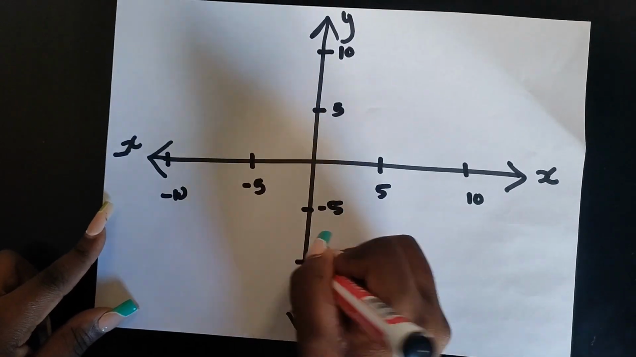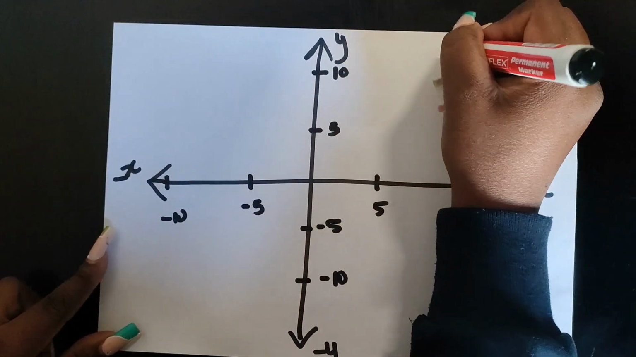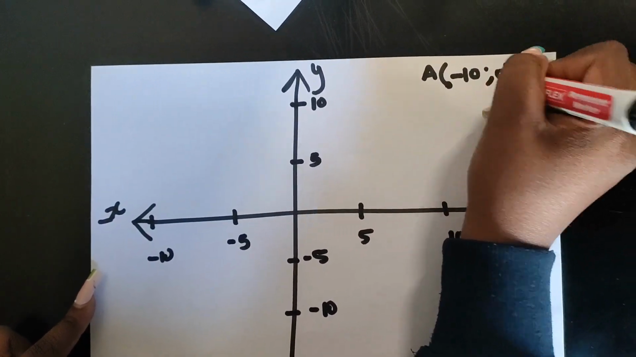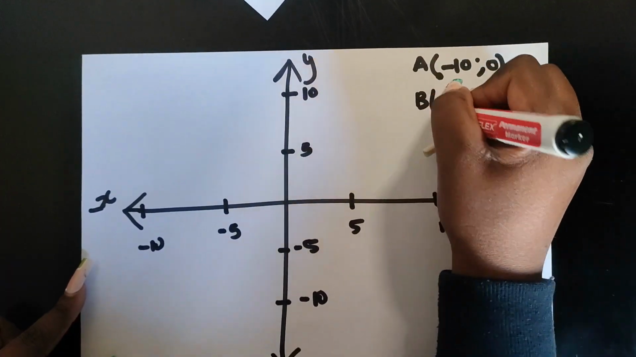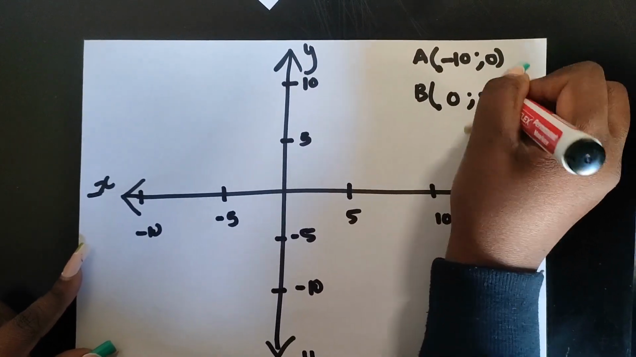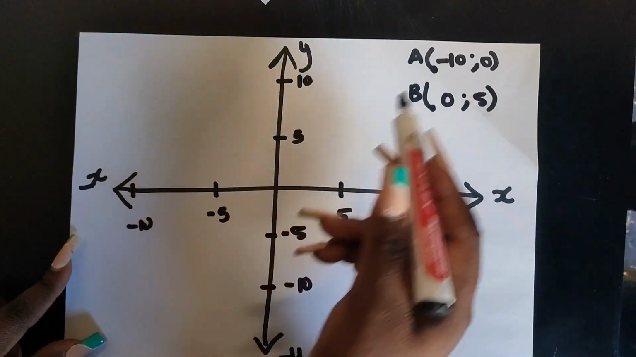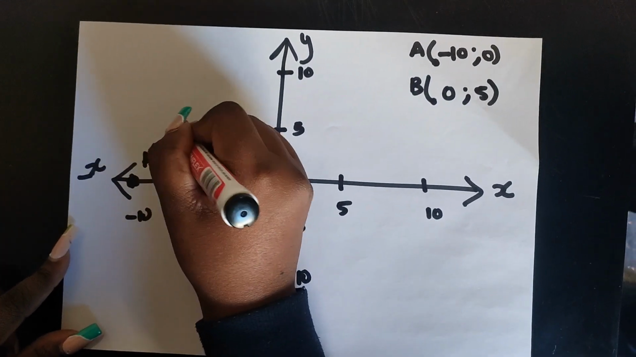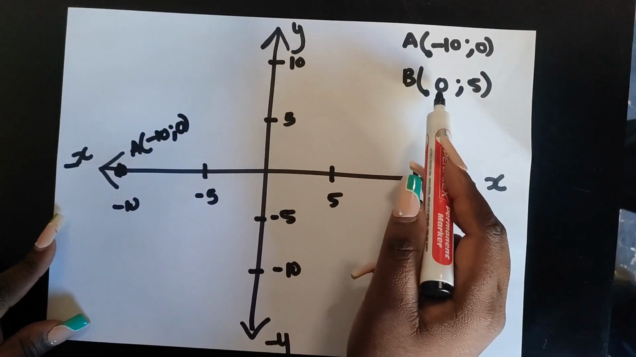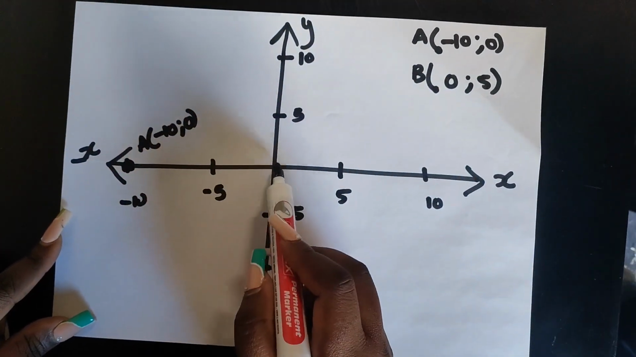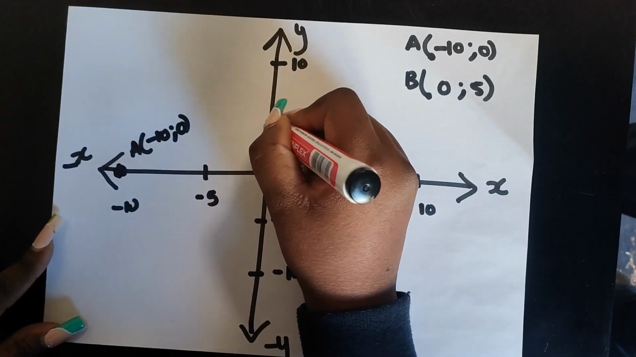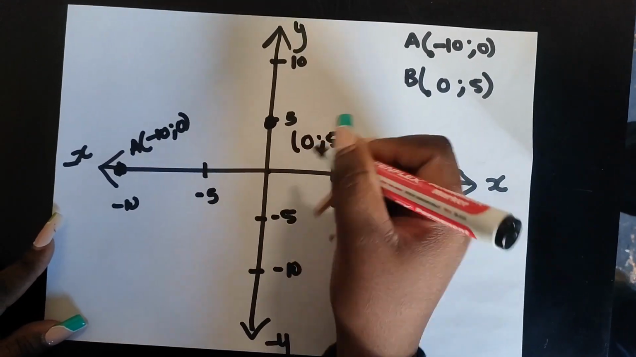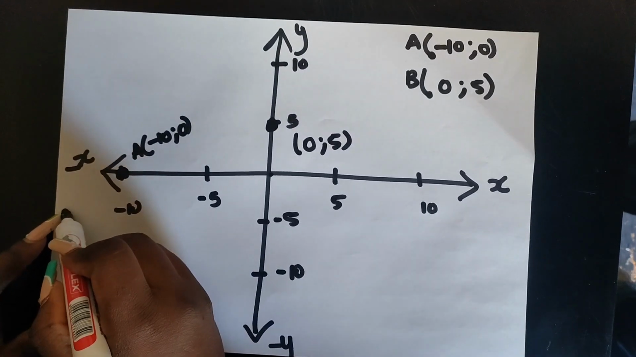-5, -10. So point A is -10 and 0. Point B is 0 and 5, right? So when x is -10, y is 0. So that's point A, -10, 0. And then for point B, when x is 0, y is 5. So it's here. X is 0, y is 5. So now we join.